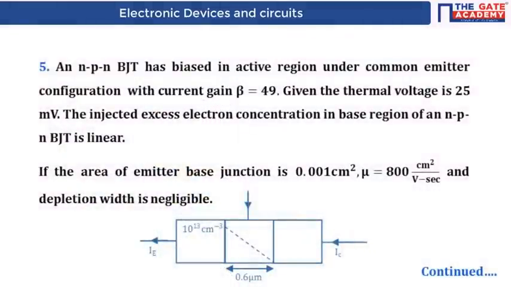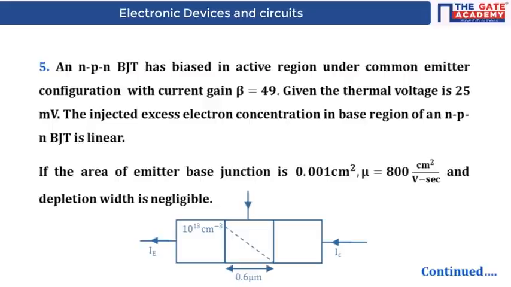An NPN BJT is biased in the active region. So we are doing it in the active region under common emitter configuration with beta equal to 49. What is beta? Beta is nothing but the current gain under common emitter. And it is also given that the thermal voltage VT is 25 millivolts. The injected excess electron concentration in the base region is linear.